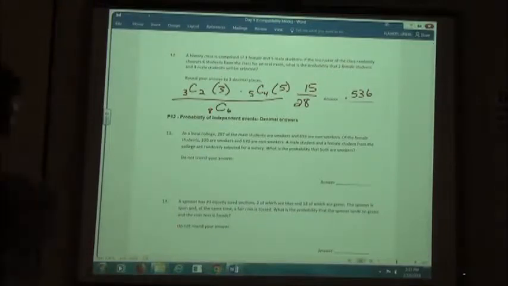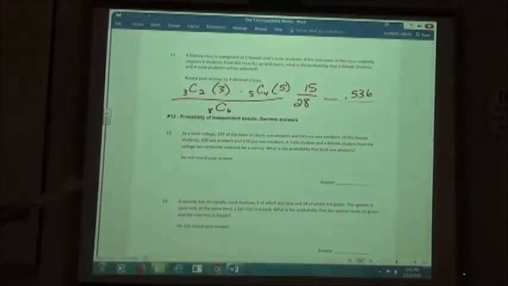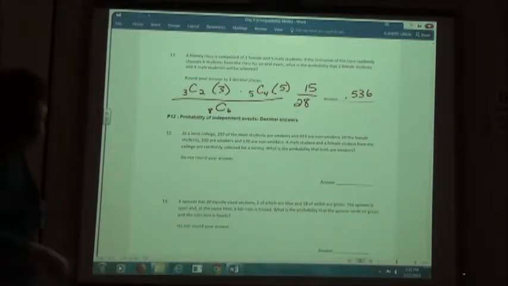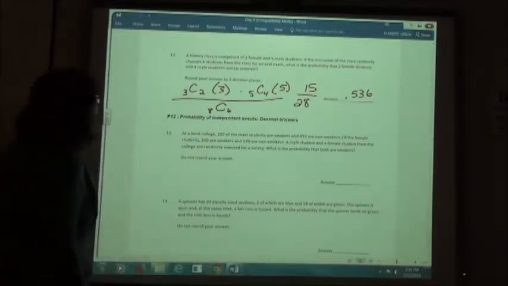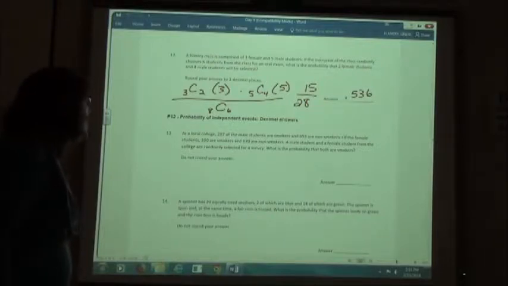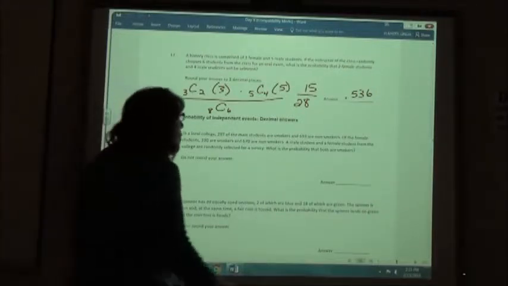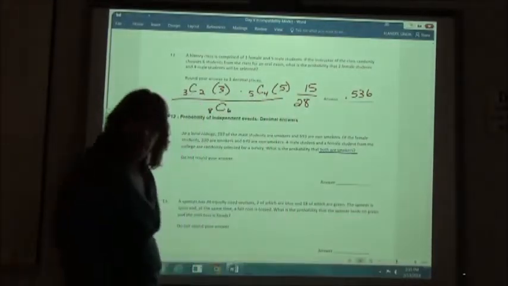All right. Probability of independent events. Basically what we're going to do again is find the probability of a fraction of each event separately and then multiply those two fractions together. Just like we did before, but now we got bigger numbers. At a local college, 297 of the male students are smokers. 693 are non-smokers. Of the female students, 330 are smokers and 670 are non-smokers. A male and a female student from the college are randomly selected for a survey. What is the probability that both are smokers?